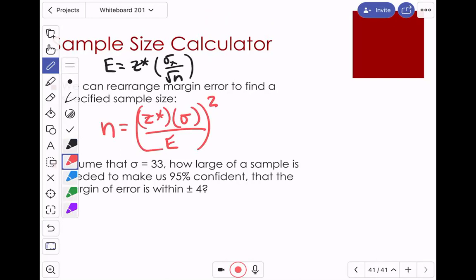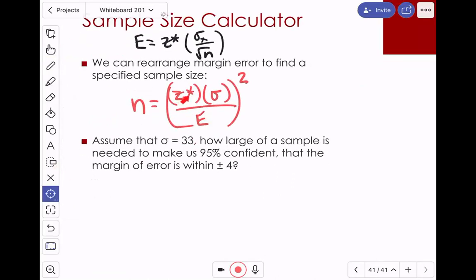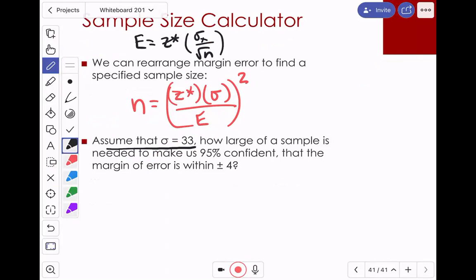This is called the sample size calculator. It calculates the sample size for a specified margin of error. We rearranged this formula, I did it for you. This is what we can use. We need to know Z star, we need to know sigma, and we need to know E. So assume that sigma equals 33. This means that sigma is known, so I'm going to use a Z star. Anytime I give you the Greek letter sigma, this means that sigma is known. The next class, I'll show you what it means when sigma is not known. You'll have an S instead of a sigma.